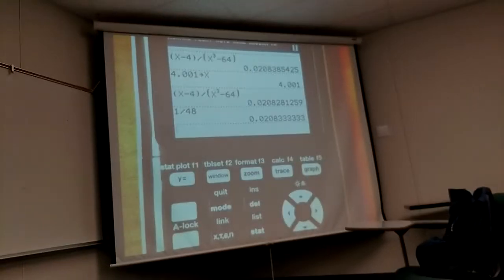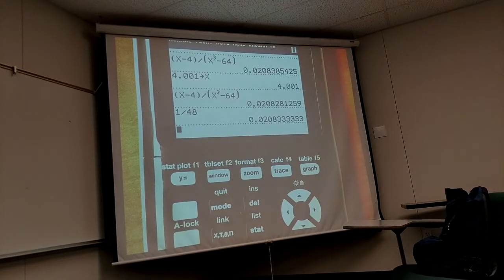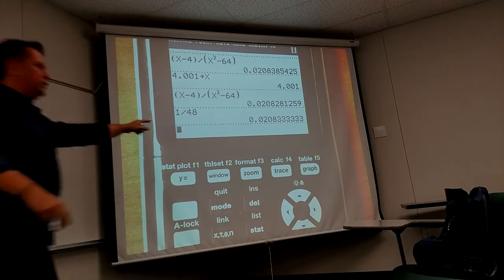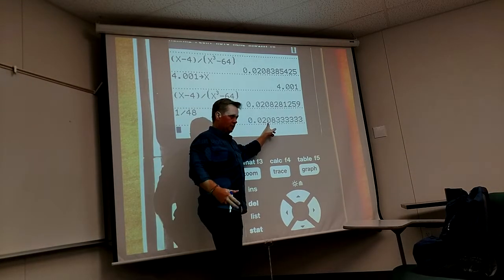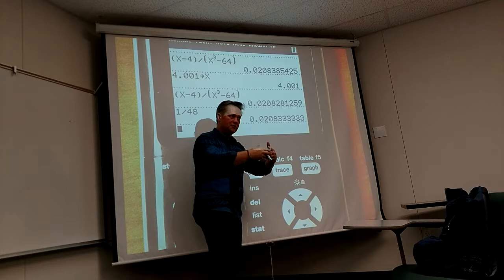If I had a graph of this, what would go at the point x equals 4? What would be there? At 0.02083333. What would be there on the graph? If I graph this, what's going to happen at 4? What's going to be there? Open circle. Now I know where that open circle should be. It should be at this output. Do you see the connection?